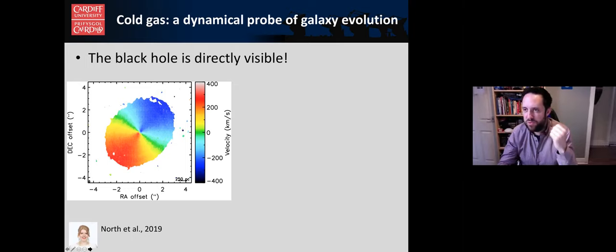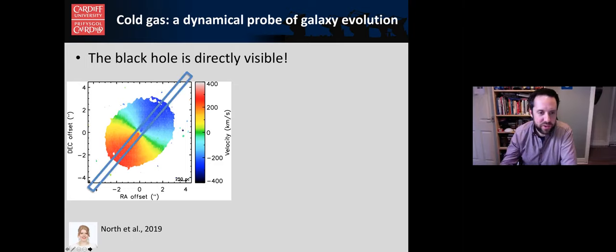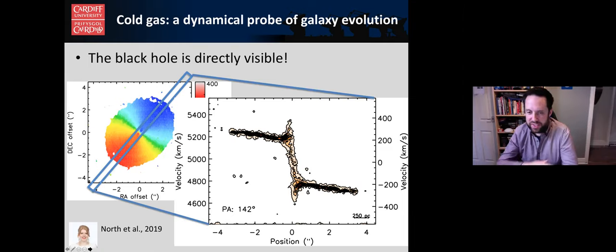But we can show that a little more clearly if we extract a position velocity diagram. So to do that, we lay down effectively a pseudo-slit, for those more used to working in the optical, along the major axis of the galaxy. And you can extract out then from the ALMA data cube the flux as a function of velocity and position. If you do that, you get this.